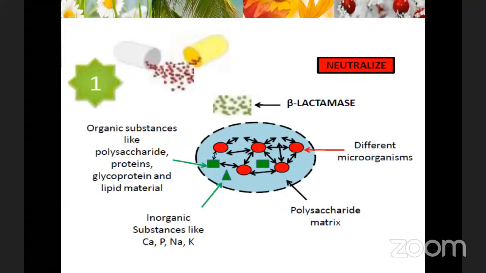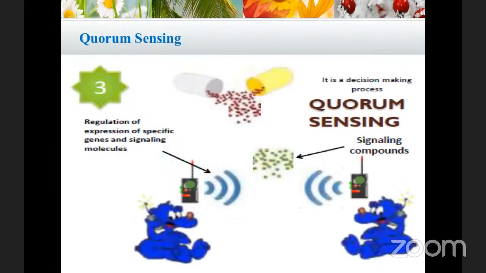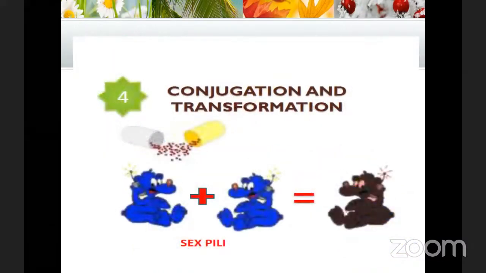This is a picture of neutralization of the antibiotics, how beta lactamase provides resistance to the antibiotics, hydrophobic drugs like macrolides, and different types of quorum sensing, how they can provide the channeling of signal compounds, that something is coming, now you need this, something I can give to you. So this is quorum sensing. This is conjugation and transformation. This is a type of conjugation where super resistant bacteria can form.